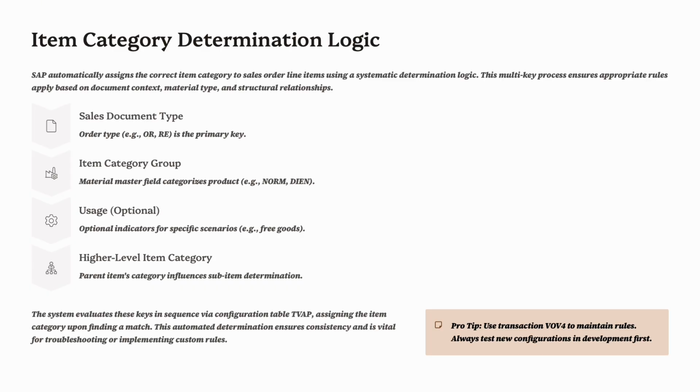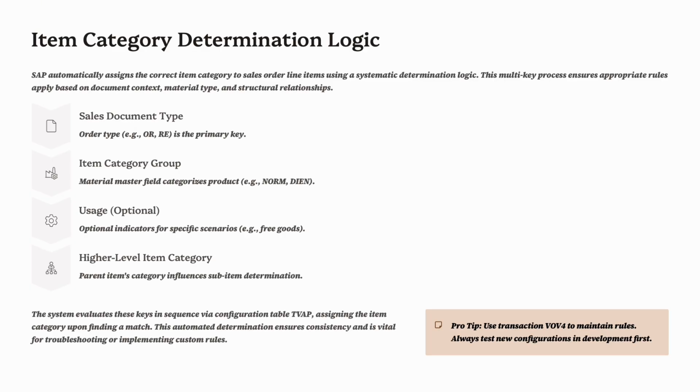Part 3. Now let's look at one of the most important topics in SAP SD. How does SAP determine the item category automatically? When you enter a material in a sales order, SAP does not ask you which item category to use. Instead, it determines it using the item category determination logic. This logic uses 4 key fields.